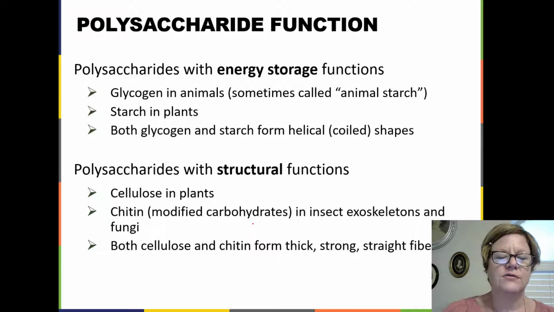Now, there are some polysaccharides, like I said, that serve a structural purpose. In plants, we call it cellulose.